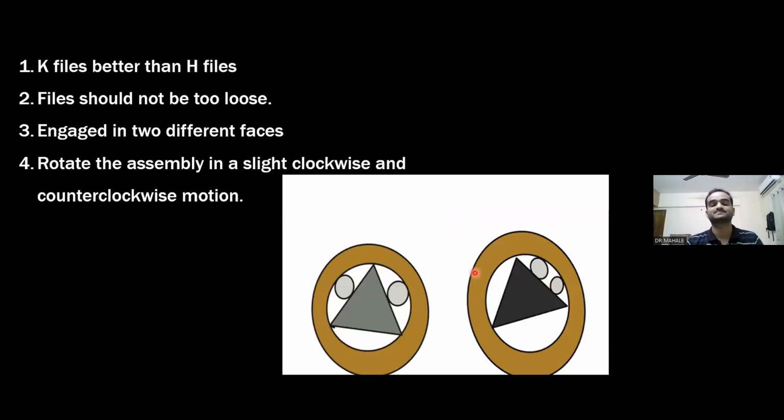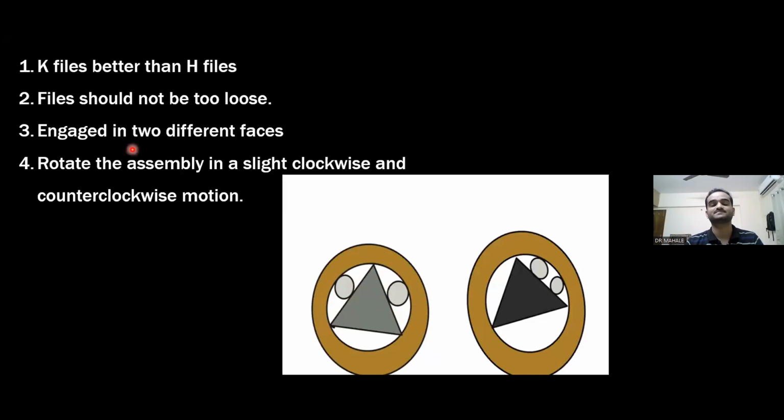The factors you should consider while using the braided method: a K file is always better than an H file, because the H file can again bind to the canal wall and it can also again fracture. So I will always prefer a K file over an H file. And this file should not be loose. If you can see in this picture, the files which I have inserted for retrieval should be exactly fitting between the face of the fragment and the canal wall.